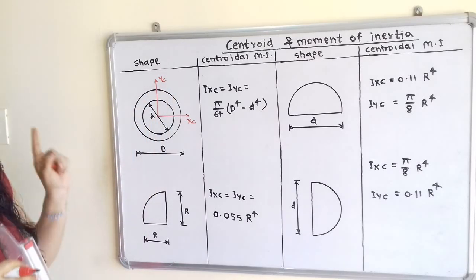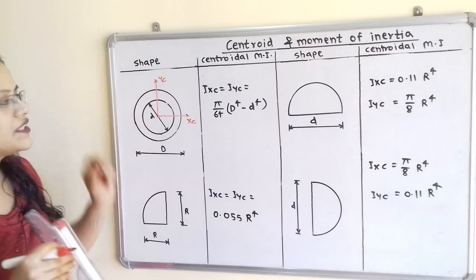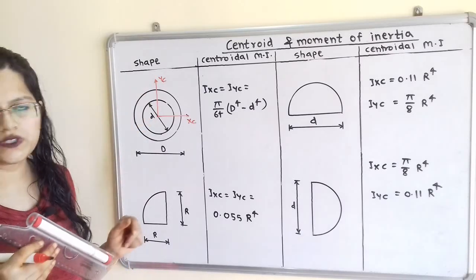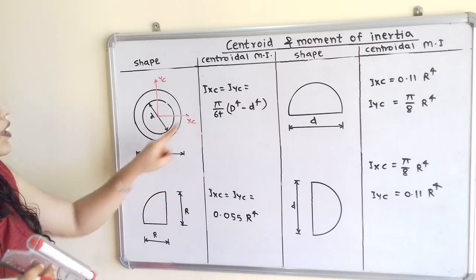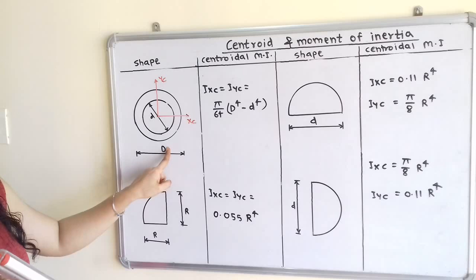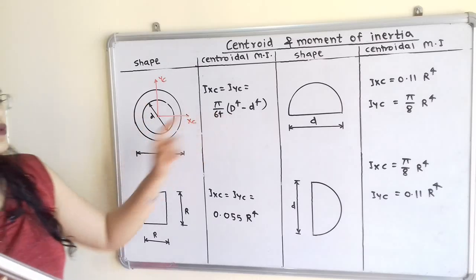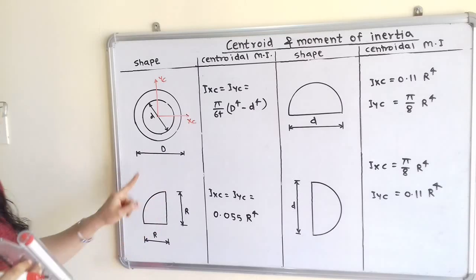So moment of inertia along this Xc as well as along this Yc is same for hollow circle. So Ixc is equal to Iyc is equal to pi by 64 in bracket capital D raised to 4 minus small d raised to 4. Now we will move to the next shape, quarter circle.